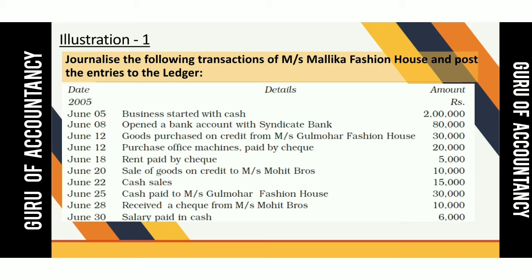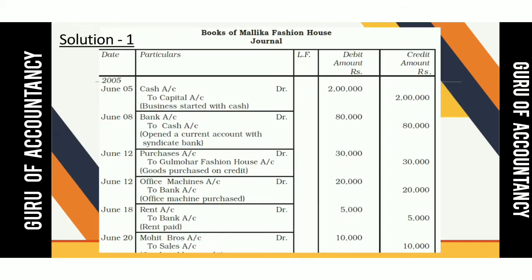Received a check from Messrs. Mohit Brothers. So the entry would be bank account debit to Messrs. Mohit Brothers. Salary paid in cash. So the entry would be salary account debit to cash. So the different journal entries I have discussed are given here. The journal is prepared in the books of Mallika Fashion House.